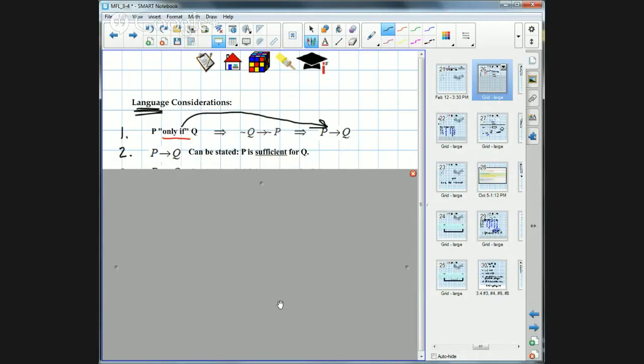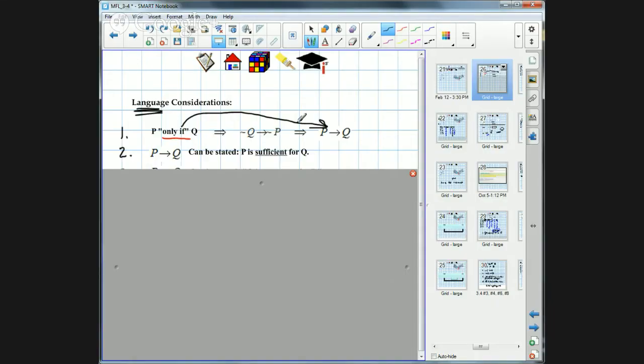Okay. Now, number two. If P then Q, the same guy we've been talking about, can also be stated this way: P is sufficient for Q. So if I say to you something like, if you get a GPA of 3.25, then you will be on the honor roll, that could also be said this way: a GPA of 3.25 is sufficient to be on the honor roll.